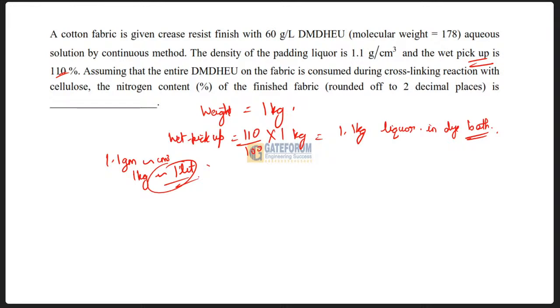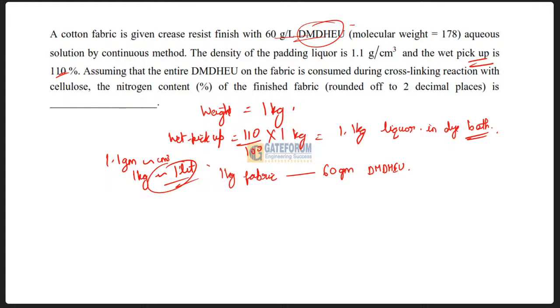So it says that DMDHU is basically the crease resist finish that is applied onto this fabric. For 1 kg of fabric, 60 gram DMDHU is used. 60 gram finish is required. DMDHU is a kind of finish. We need to see how much DMDHU is used in 1 kg, and then we need to find out the nitrogen percentage.